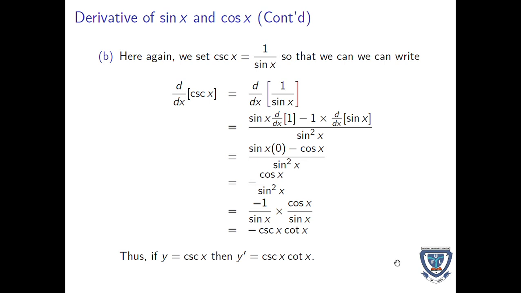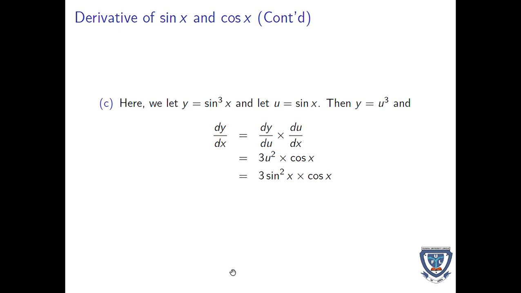Now for b, what is cosec x? Cosec x is the same thing as 1 over sine x, so we can write the derivative of cosec x as the derivative of 1 over sine x. Again, we are applying the quotient rule here. Then you're going to have minus cosec x cotan x. What is cotan? It is cos x over sine x. And what is tan? Tan is sine x over cosine x. So you have to really take note of all this. Thus, if y is equal to cosec x, then the derivative of y is equal to minus cosec x cotan x.